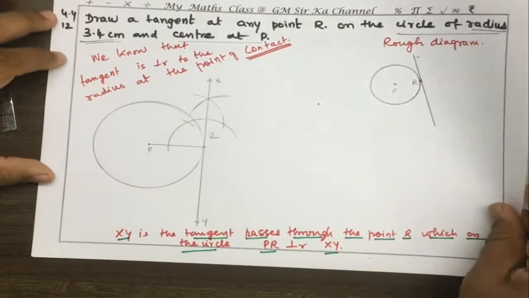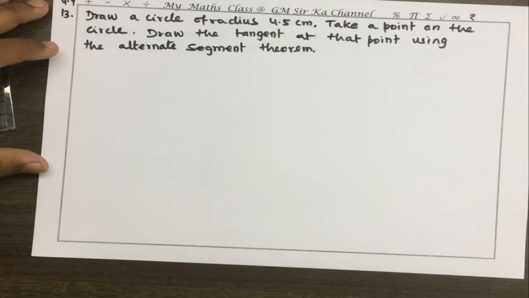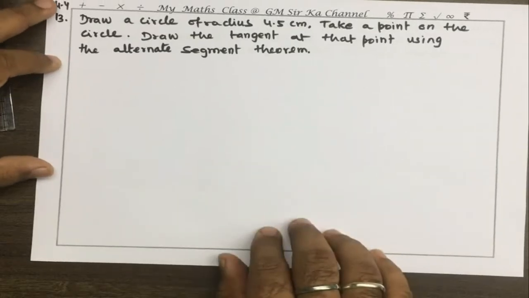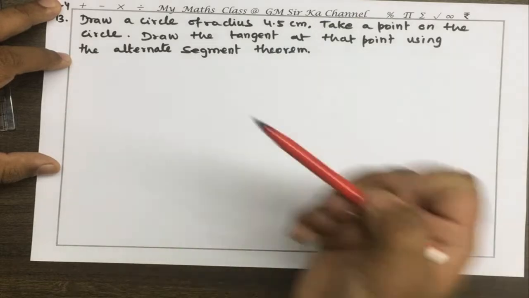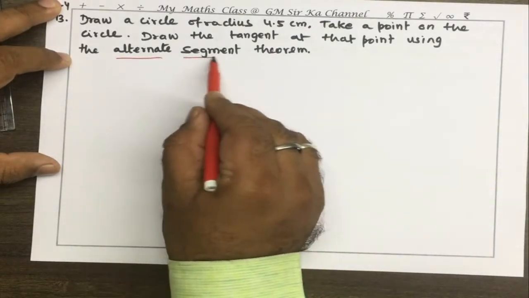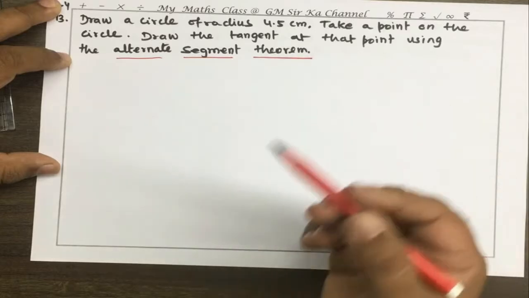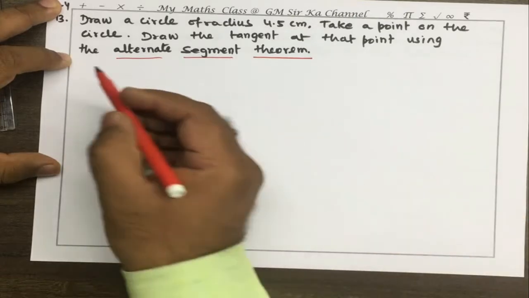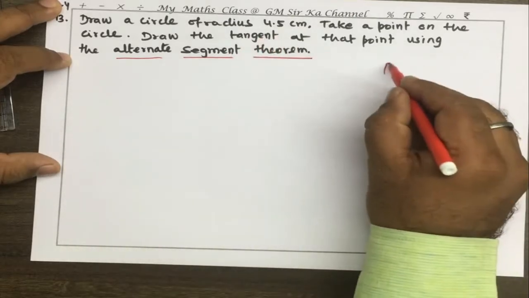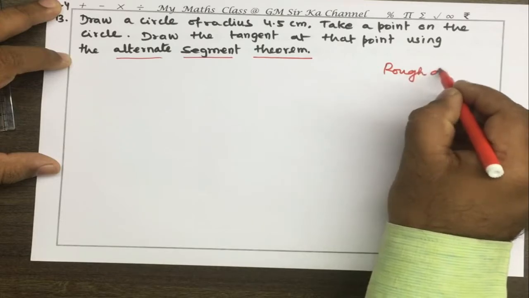That's it in this video. Next we have to draw the tangents from the point on the circle. Draw the tangent at that point using the alternate segment theorem. So let us first draw the rough diagram.